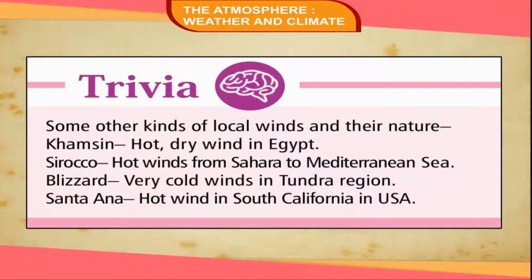Trivia. Some other kinds of local winds and their nature: Khamsin, hot dry wind in Egypt; Sirocco, hot winds from the Sahara to the Mediterranean Sea; Blizzard, very cold winds in the tundra region; Santa Ana, hot wind in Southern California in the USA.